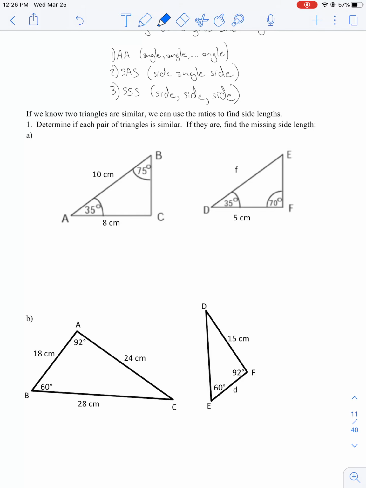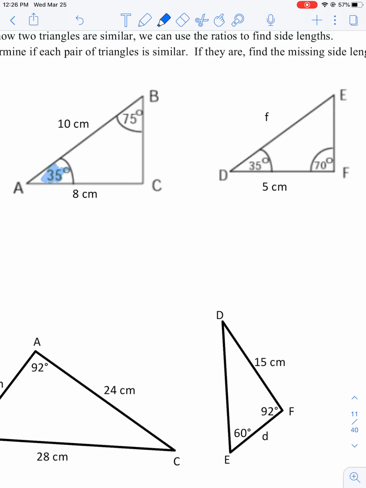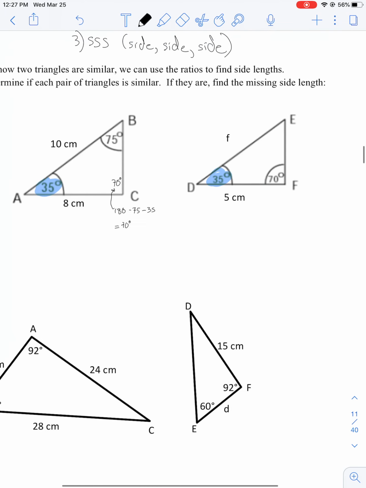Taking a look at the two triangles in number one, I see we have a common angle here, 35 and 35. Then we have two missing angles. We have two different angles on the far side, so we can do some easy math: 180 minus 75 minus 35. This angle must be equal to 70 degrees. Thus, we have two angles that are the same, so these two triangles must be similar due to angle, angle.